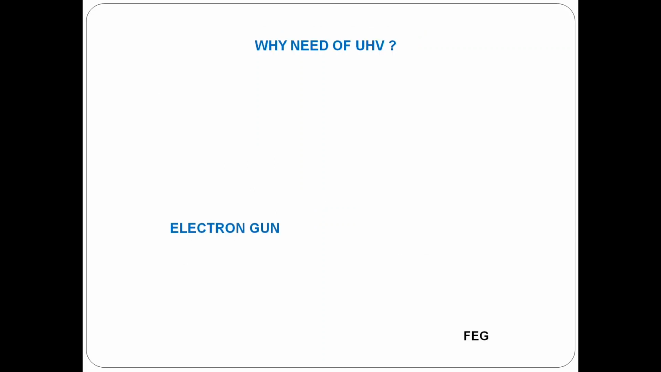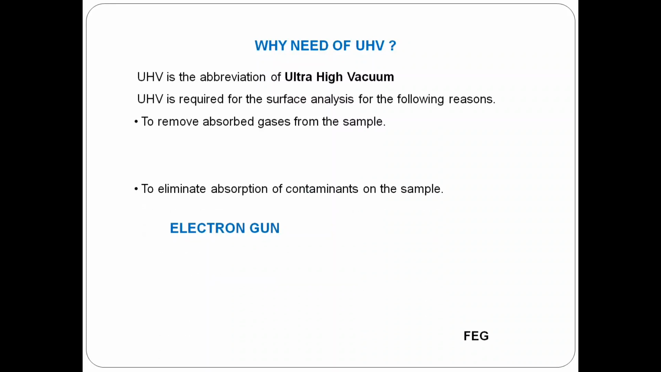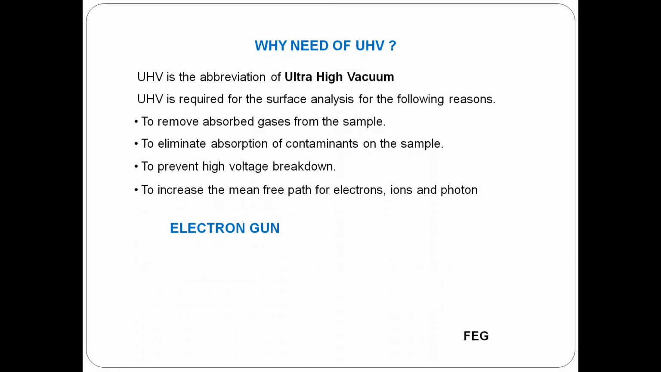So why do we need UHV? UHV is an abbreviation for ultra high vacuum. It is required for surface analysis for the following reasons: it removes adsorbed gases from the sample, it eliminates the adsorption of contaminants on the sample, it prevents high voltage breakdown, and it increases the mean free path for electrons, ions and photons.